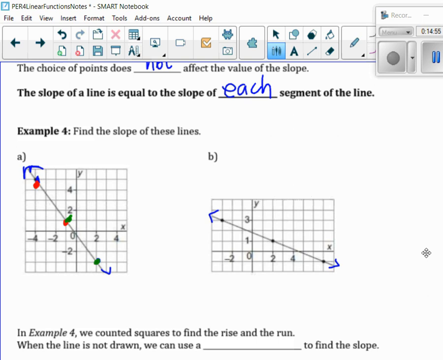Okay, so I'm going to give you a second to find the slope of these lines. By the way, they're going down to the right, so both answers should be negative.